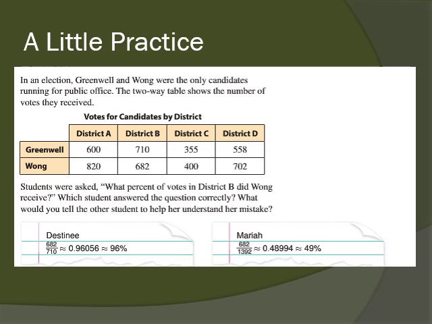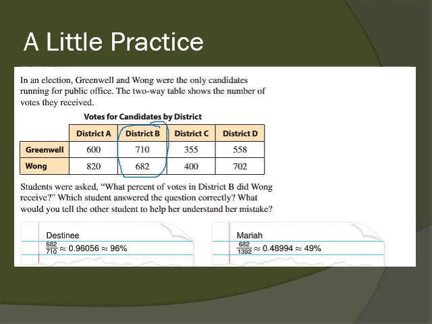So a little bit of practice here, comparing Destiny and Mariah. In an election, Greenwell and Wong were the only candidates running for public office. The two-way table shows the number of votes they received. So they have the 4 districts up here, the 2 candidates on the left. Students were asked what % of votes in District B did Wong receive? So you're just looking at District B. Again, when it says what % of, pay attention to the next phrase. So the next phrase is votes in District B.